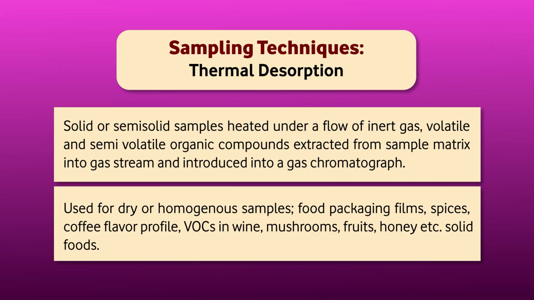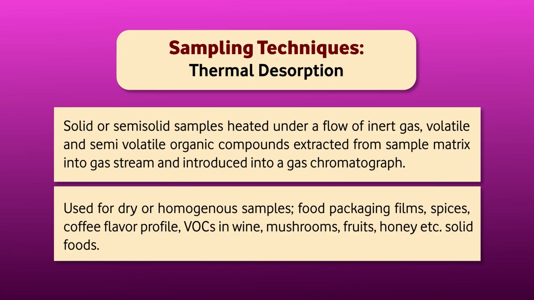It is not meant for wet samples. The sample should be dry and uniform. It is generally done, for example, for volatile organic compounds in wine, beer, or alcoholic drinks. Or, for example, if we want to find out the flavor profile of coffee, or volatile compounds in solid materials like honey or mushroom. In that case, what we do is we take the sample and we heat it.